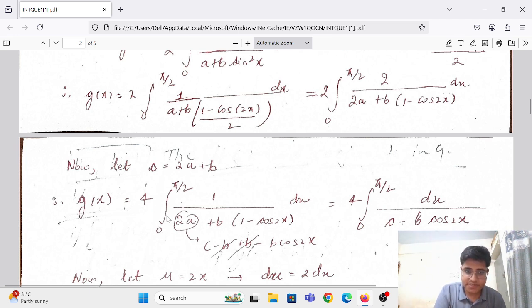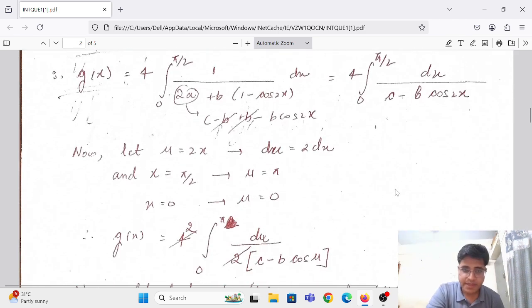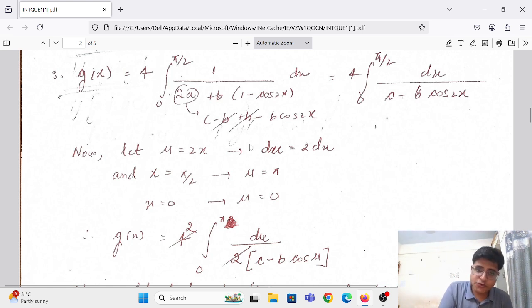So our integral becomes the integral from 0 to pi by 2 of 4 times dx over c minus b cos 2x. Okay. Now let's substitute one more thing. So let u be 2x. Why did we do that? We substituted u equal to 2x so as to make integration easy.